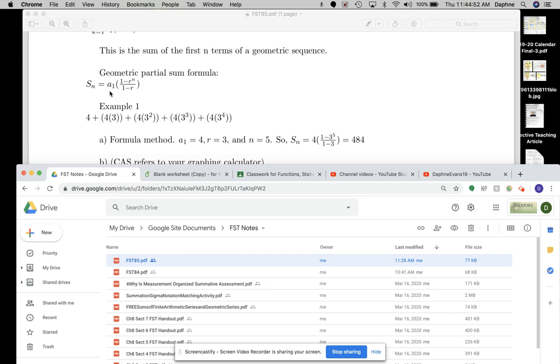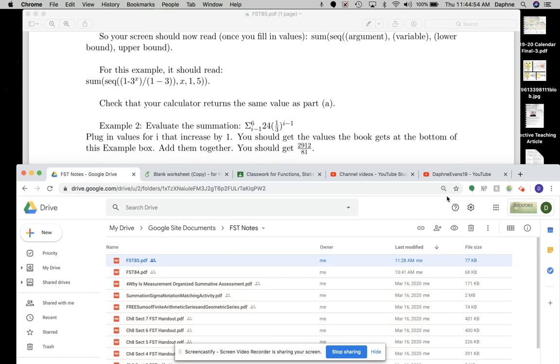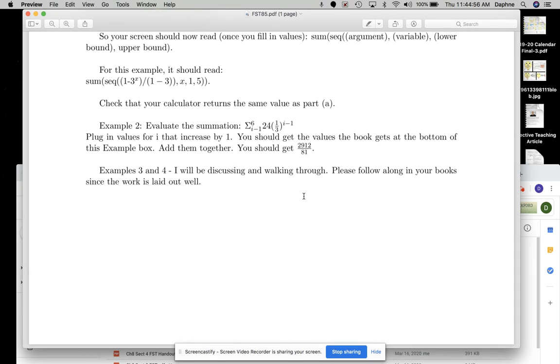All right, so examples 3 and 4, I'm going to do just by walking through it, because the book does lay out the work pretty well. There's no point in me retyping it. So example 3, recall the disease outbreak from lesson 8.4. This time assume the first week there are 14 cases and that each week thereafter the number of new infections increases by 25%.